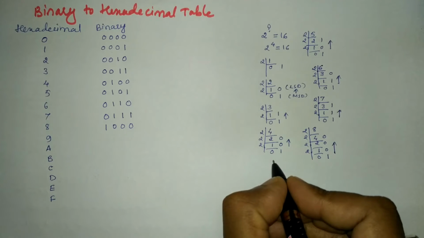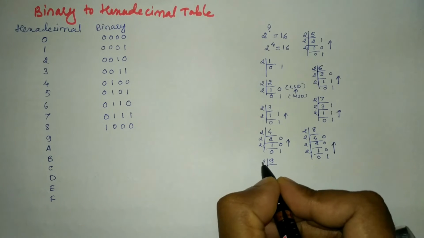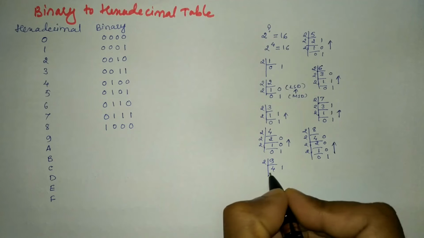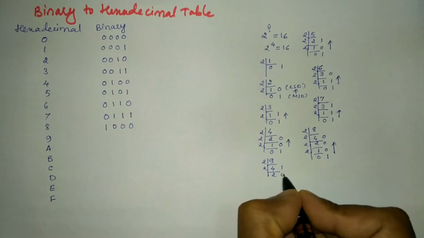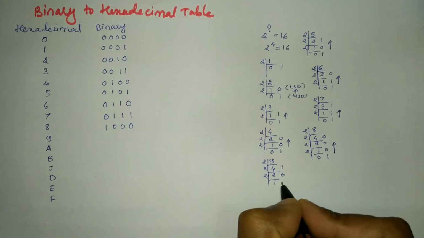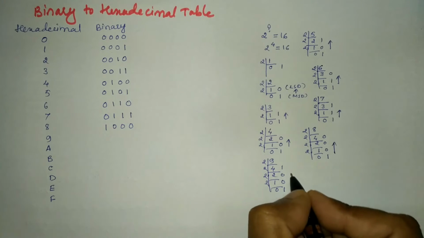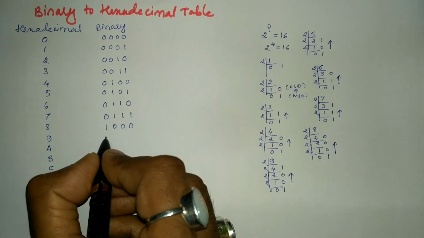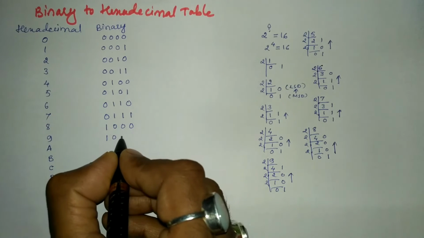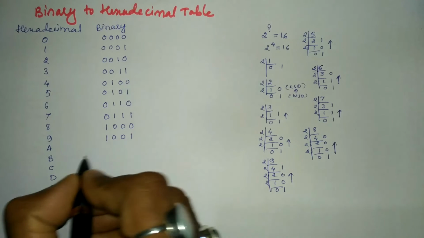Similarly 9. Divide it by 2. So 2 4s are 8. Remainder is 1. 2 2s are 4, remainder is 0. Next 2 1s are 2, remainder is 0. 2 zeros are 0, 1 will become the remainder. So 1, 0, 0, 1 is the answer. So here I'm going to write 1, 0, 0, 1.